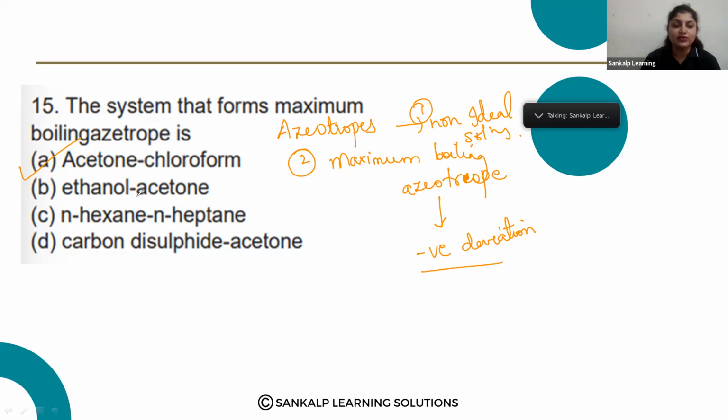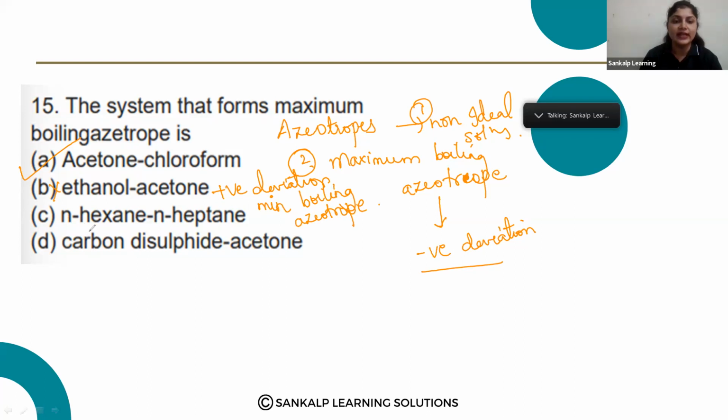Then the second one, ethanol and acetone, shows positive deviation. This is an example of positive deviation. You just discussed what negative deviation and positive deviation are in the last slide. So ethanol and acetone show positive deviation, and when they have positive deviation, they form minimum boiling azeotrope. So this is also ruled out.